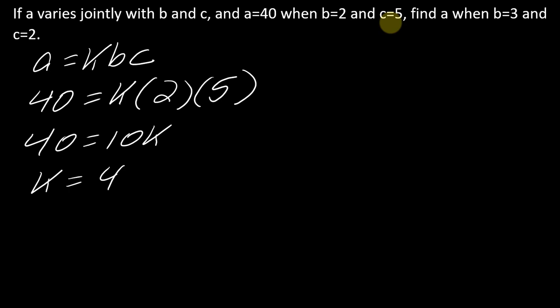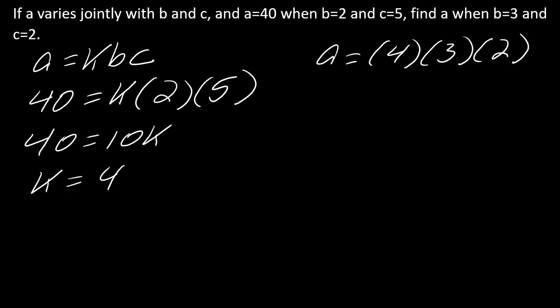If you got to this point, now I recommend that you just finish the problem and hit play when you're ready. So now I want to find a, so I'm going to plug in my k equals 4, 3 for b, and 2 for c. And so then that's going to be a equals 24 in that case. So we're done.